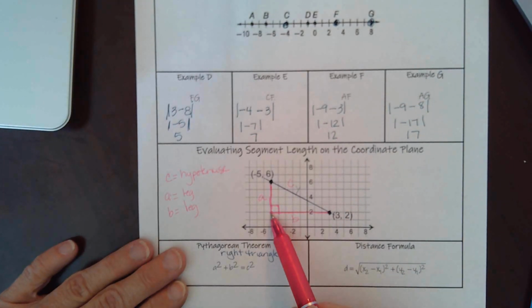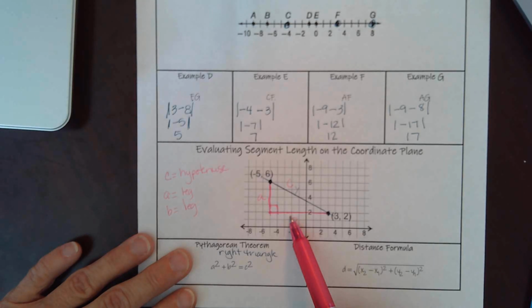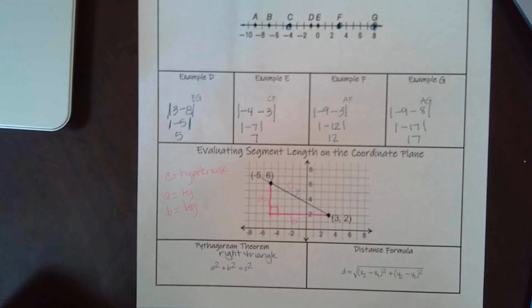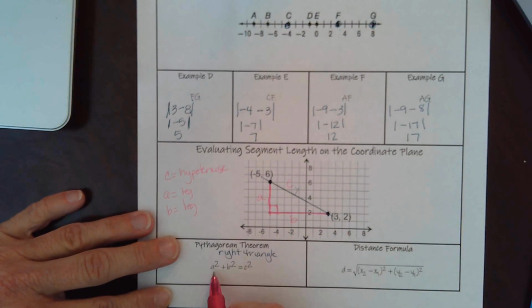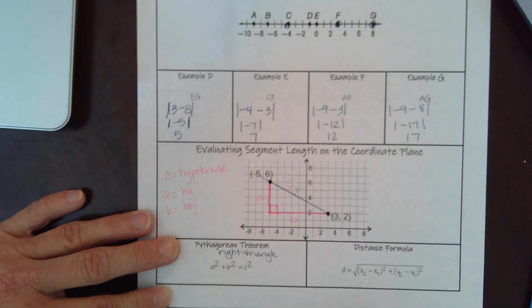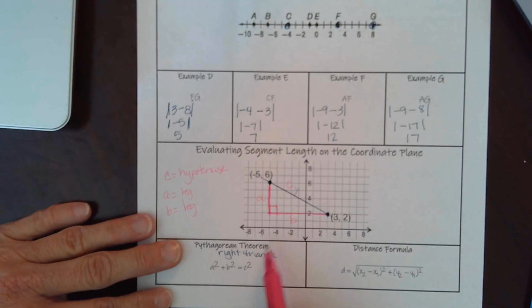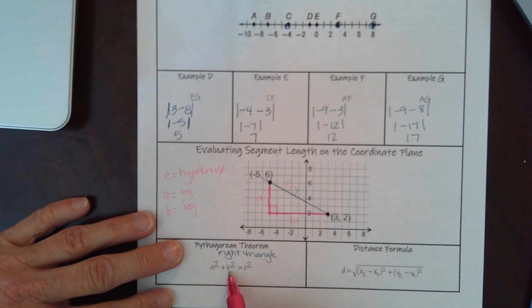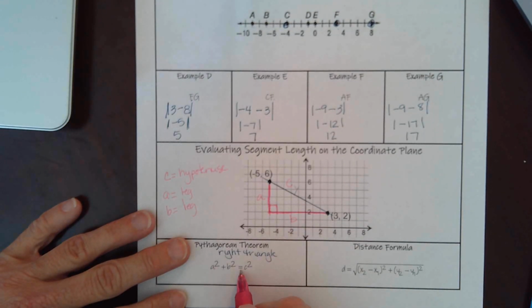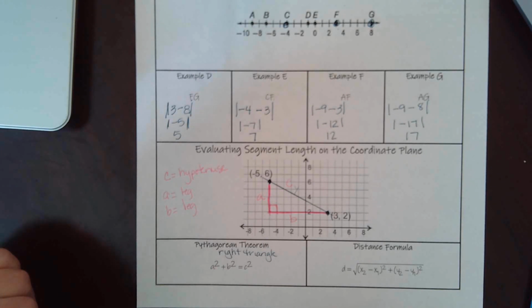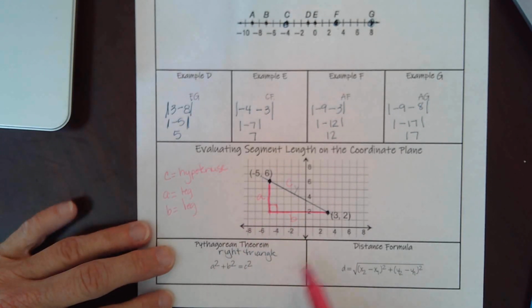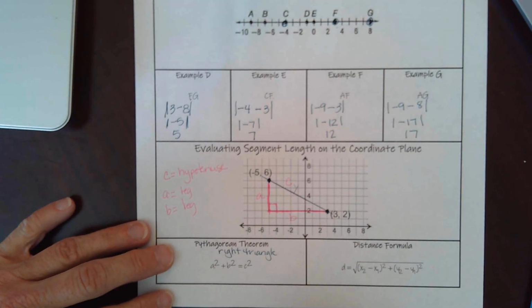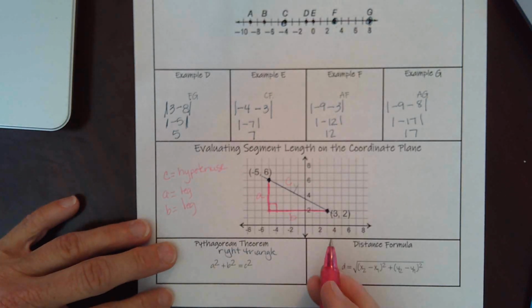So there is a relationship between the legs, A and B, of a right triangle and its hypotenuse, which we call C. You take this leg, A, and square it, and add it to the other leg, B, squared. The sum of those two equals the hypotenuse squared. So here's a nice little formula that helps us find the length of this segment, the length of that hypotenuse.